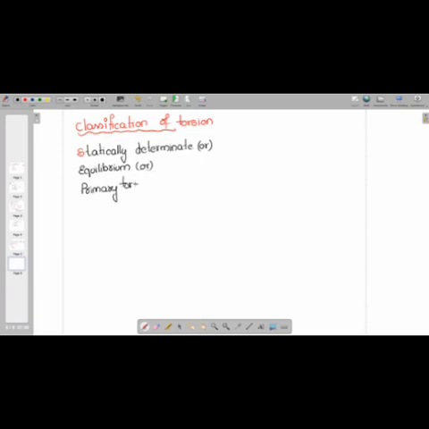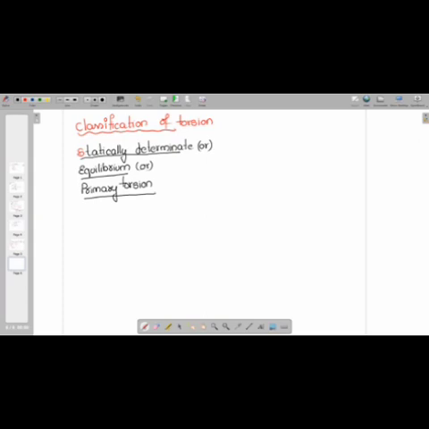So the classification of torsion is: one is statically determinate torsion, equilibrium torsion, and primary torsion. These are the different types of torsion. So students, all these are the same. In structural analysis, you might have studied what a statically determinate structure is. Anyone? What is a statically determinate structure? Sir, if your equilibrium equations are sufficient to solve a problem, then it is a statically determinate structure.